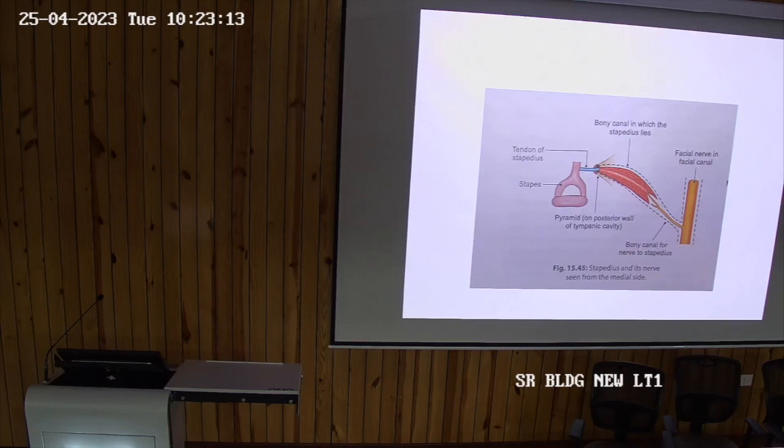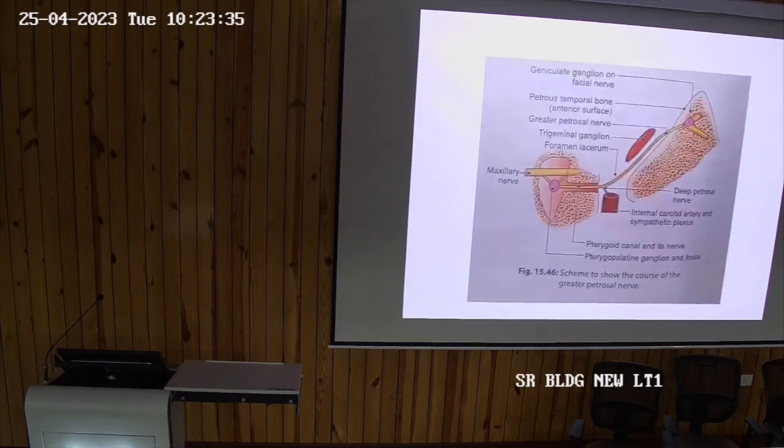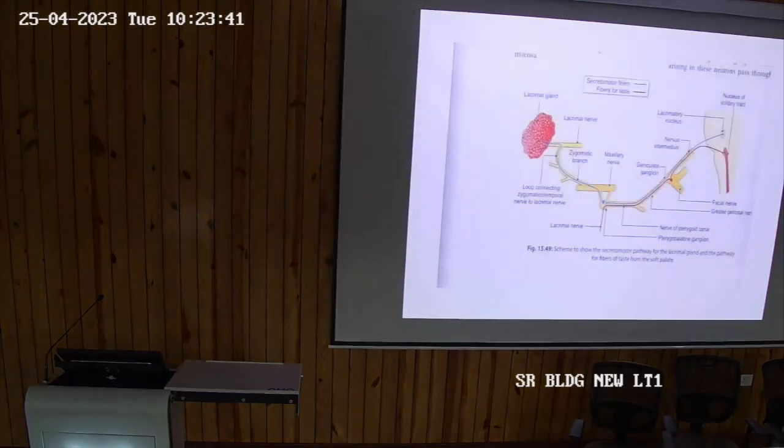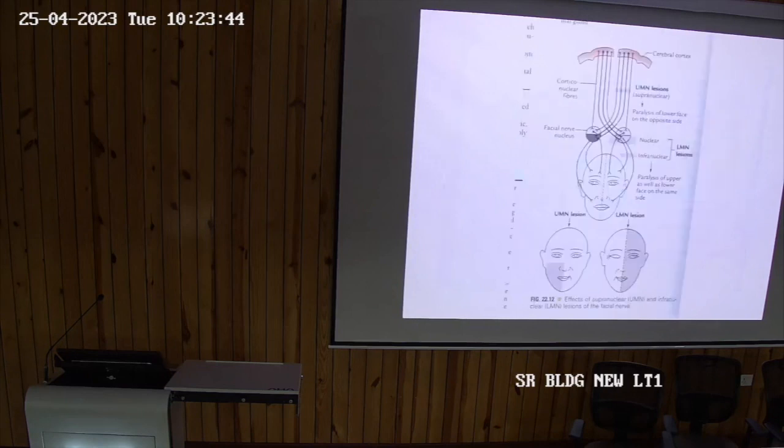Contralateral means, as I am telling you, the lower half of the face is receiving the corticonuclear fibers from the opposite side. So that is receiving contralateral. Contralateral means opposite side, and ipsilateral, same side. That is a very important part. So you remember this, everything will be clear of the facial nerve palsy.